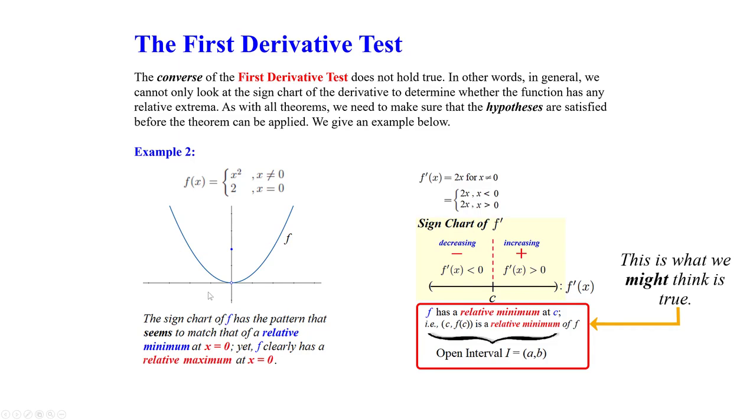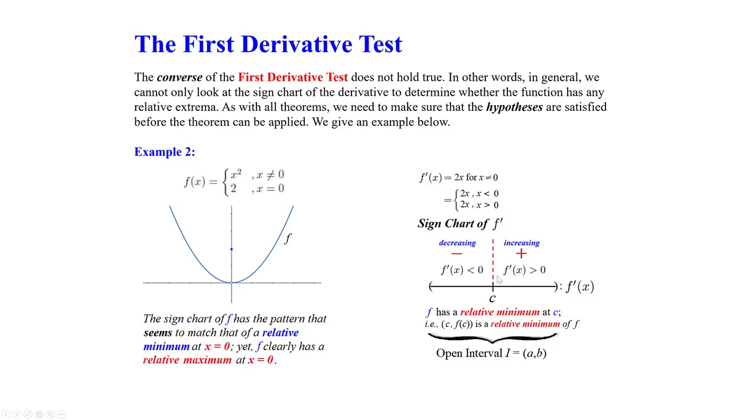The answer is no. Take an open interval, let's say from -1 to 1. And then on that open interval I, f of 0, which is 2, is the greatest value, therefore f of 0 is a relative max. So we can see that even though the sign chart has the pattern of a relative minimum, in fact, we have a relative maximum.